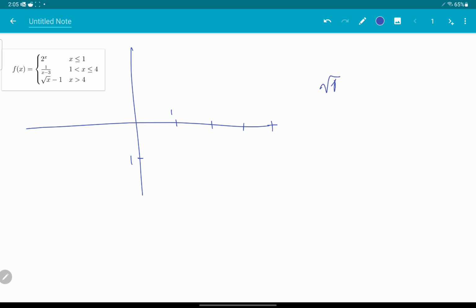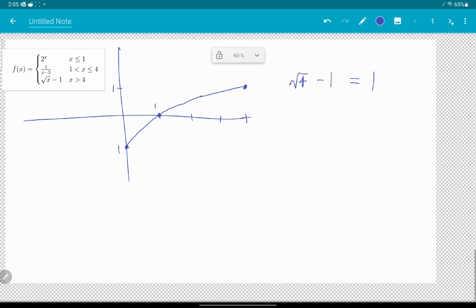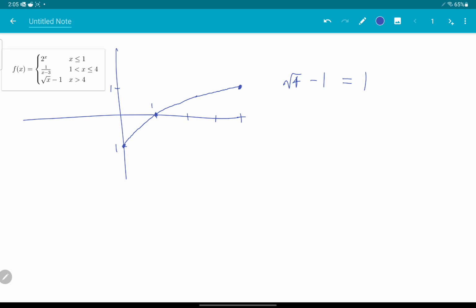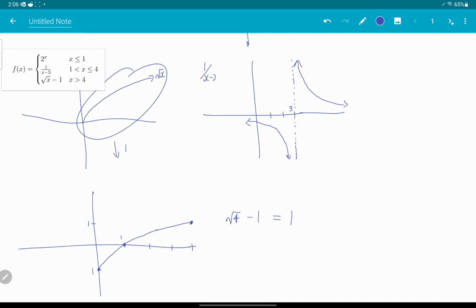If you want to get specific, you can notice that root 4 minus 1 is going to be 1. So when x is 4, y is 1. So it's going to go through this point, and this point. Okay, so basically again you have just the basic square root function. I do actually hit this point here, I do hit this point here, and I do hit this point here.